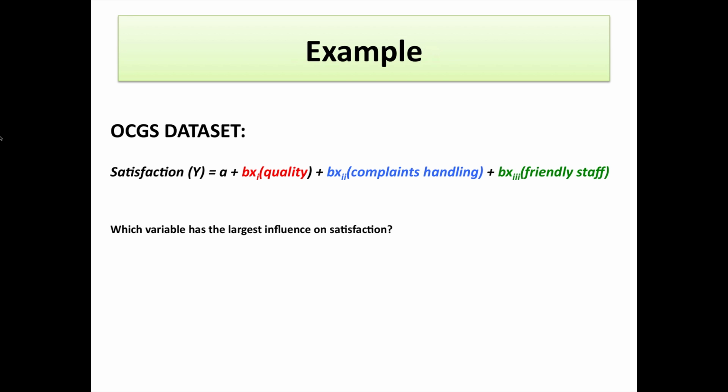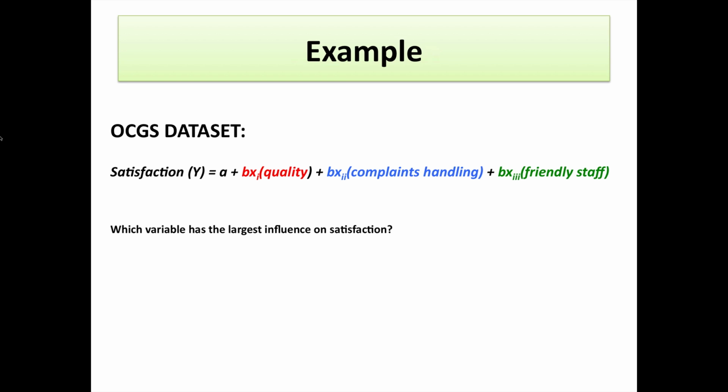The example we're going to run today comes from the OCGS dataset. We want to establish whether product quality, complaints handling performance, and friendly staff have an effect on satisfaction, and to what extent that is the case. Essentially, we want to identify whether quality has a larger influence on satisfaction than complaints and friendly staff, or vice versa, whether one of the other variables has the largest influence. More importantly than that, we want to establish whether those three variables are in fact drivers of satisfaction.